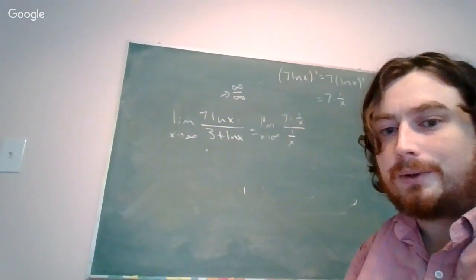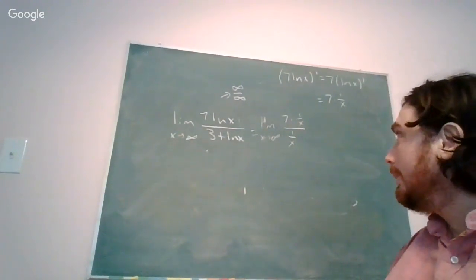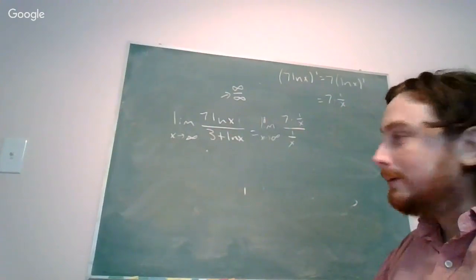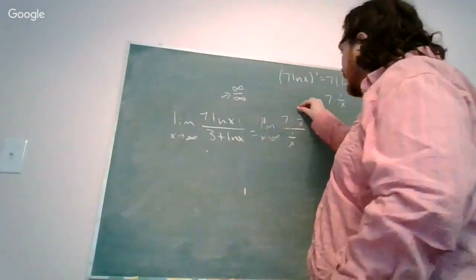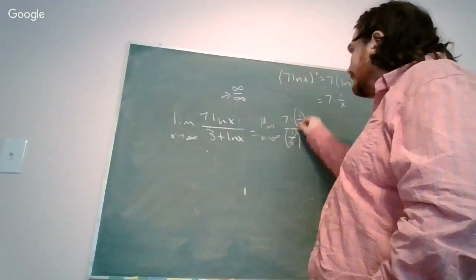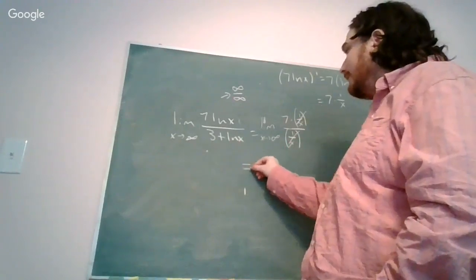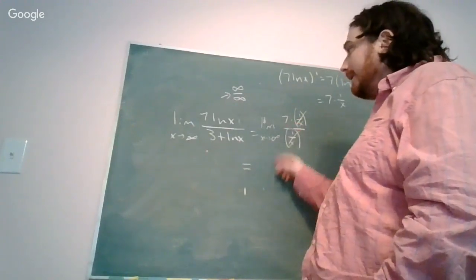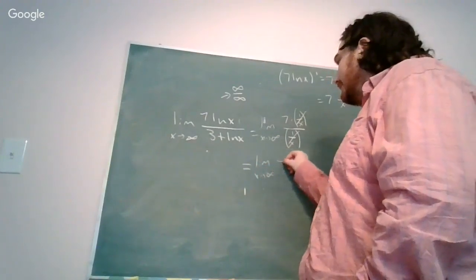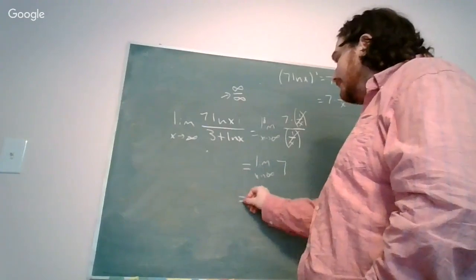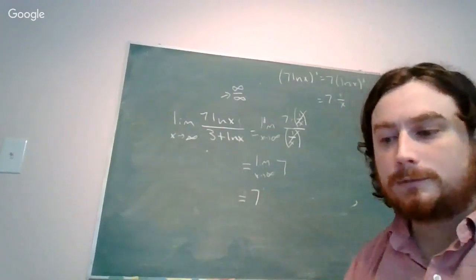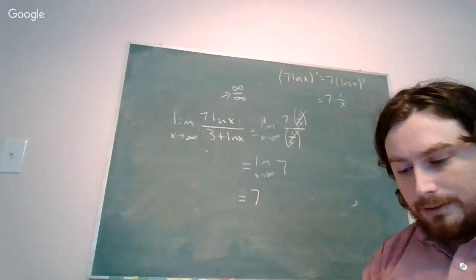However, instead of just going through and using L'Hopital's rule again, what we want to do first is we always want to simplify if possible. In order to simplify, we'll notice that we have the 1 over x over 1 over x. So these cancel out, and all I'm left with is just a 7 here. So I get the limit as x goes towards infinity of 7, which is equal to 7. So that would be the answer from that one.